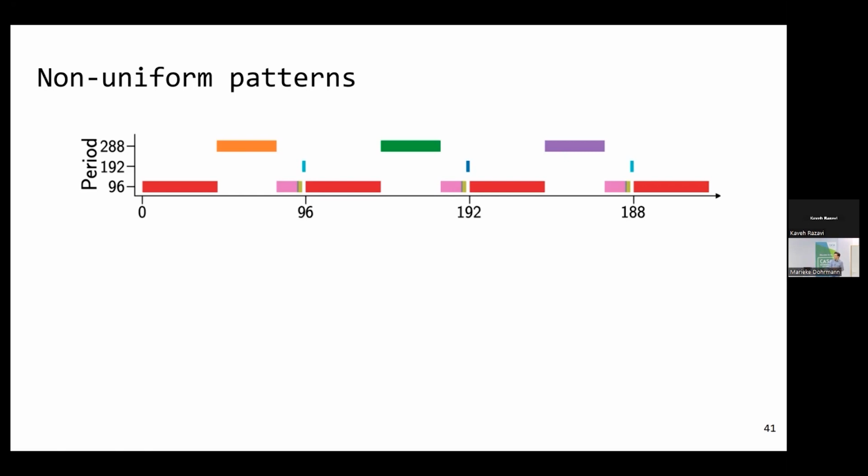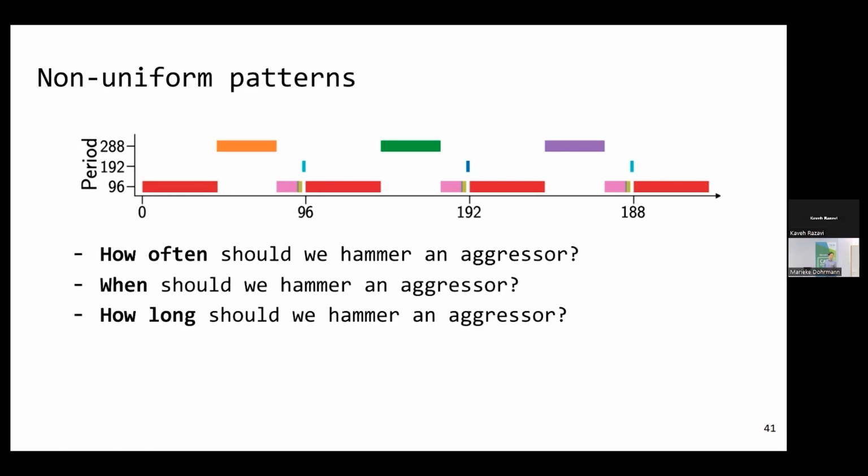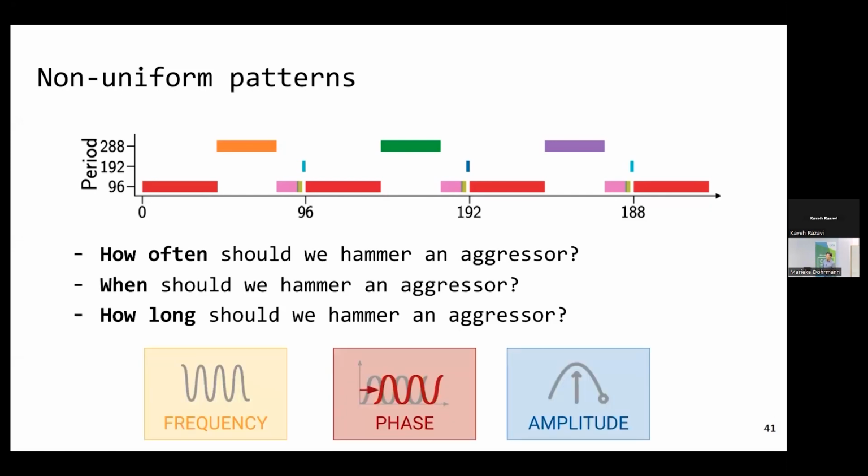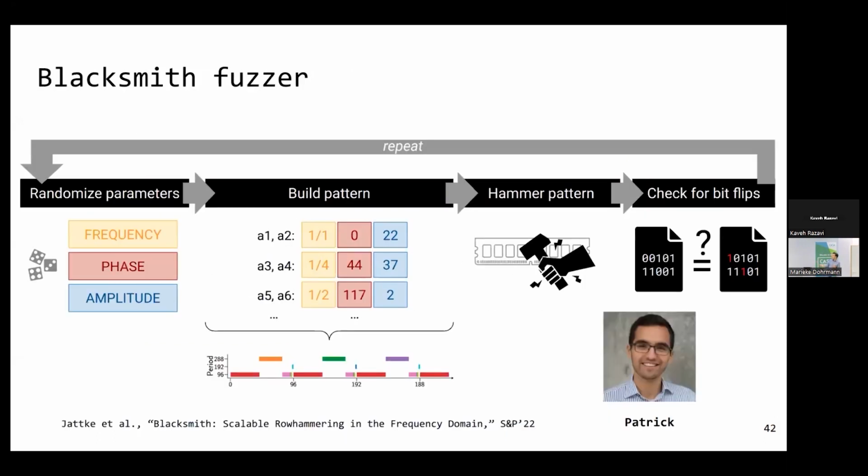granularities at different times. The question is, how often should we hammer an aggressor? When should we hammer an aggressor? And how long should we hammer an aggressor? These concepts map quite nicely to signal processing concepts: frequency, phase, and amplitude. So essentially what we did was pick a bunch of aggressor pairs, and then randomize frequency, phase, and amplitude. And this is a fuzzer that Patrick made last year.